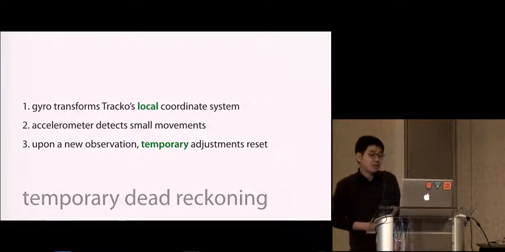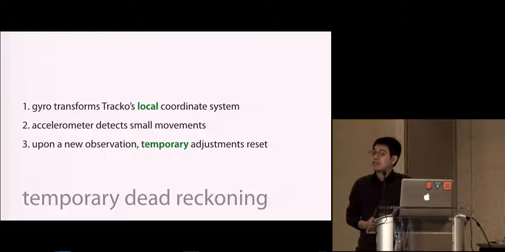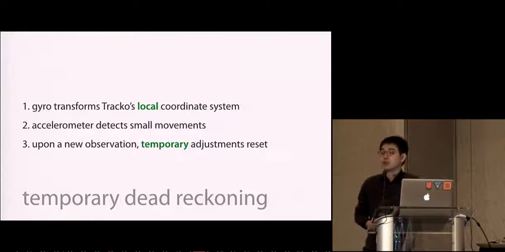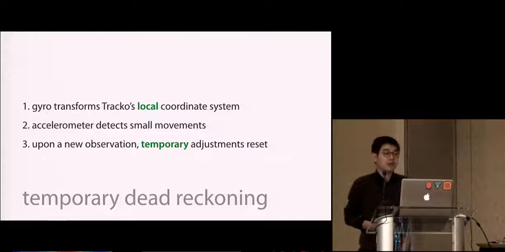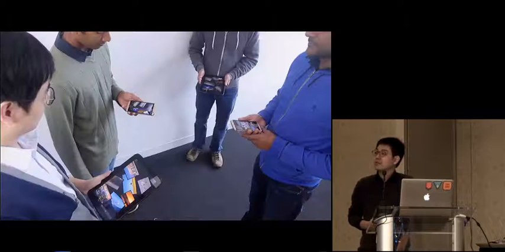So from that demo, you may find that the audio-based only method is not very responsive. To help this situation, we integrate temporary dead reckoning, in which we use the gyro to transform Tracko's local coordinate system, and we use the accelerometer to detect some small movements.